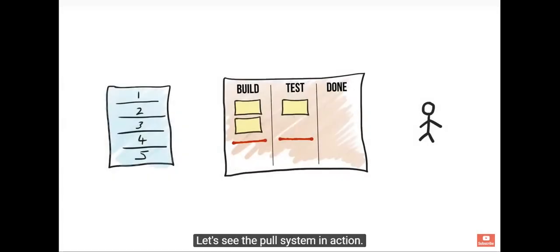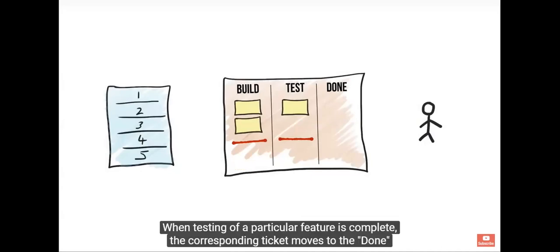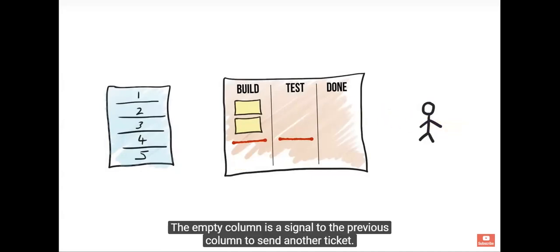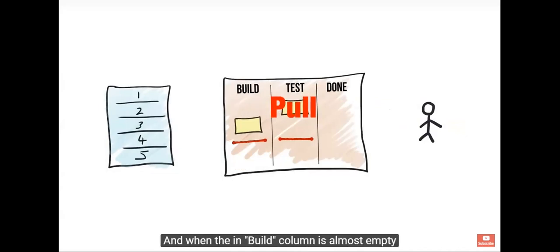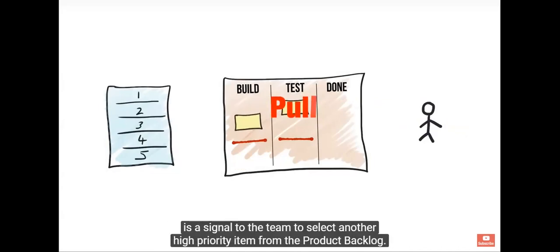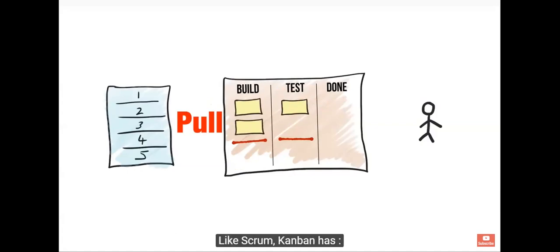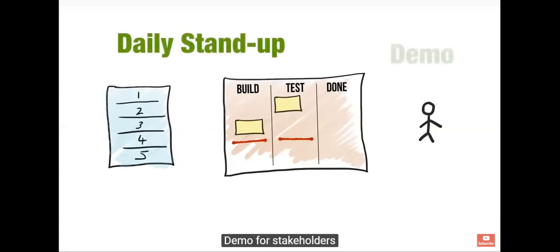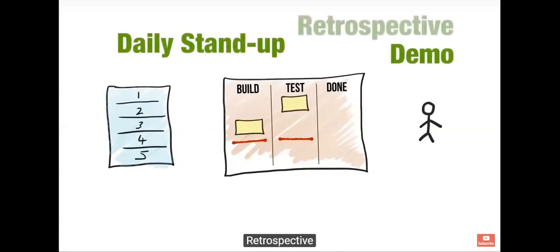Let's see the pull system in action. When testing of a particular feature is complete, the corresponding ticket moves to the done column. The empty column is a signal to the previous column to send another ticket. That's the pull. Similarly, when the build column is almost empty, it's a signal to the dev team to select another high priority item from the backlog. That's the pull again. Kanban has a number of rituals in common with Scrum, although the naming is slightly different. Daily stand-up meetings, demos for stakeholders, and retrospectives.